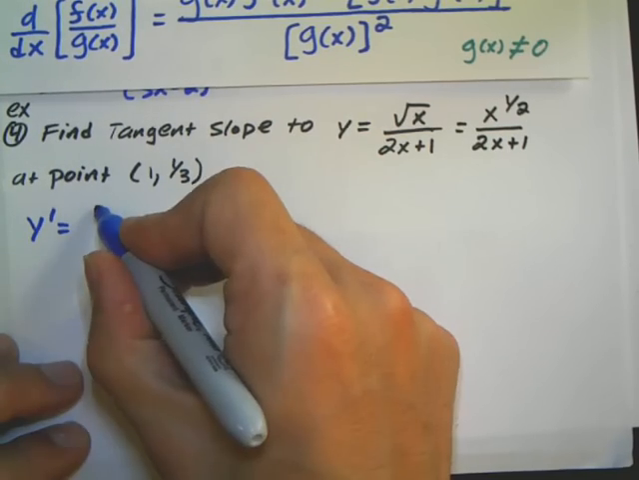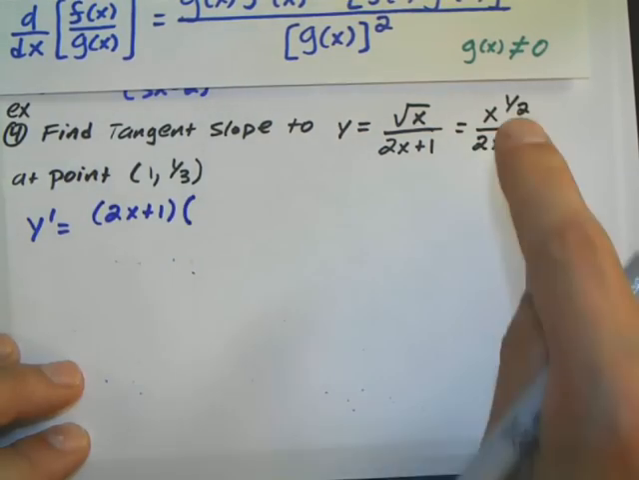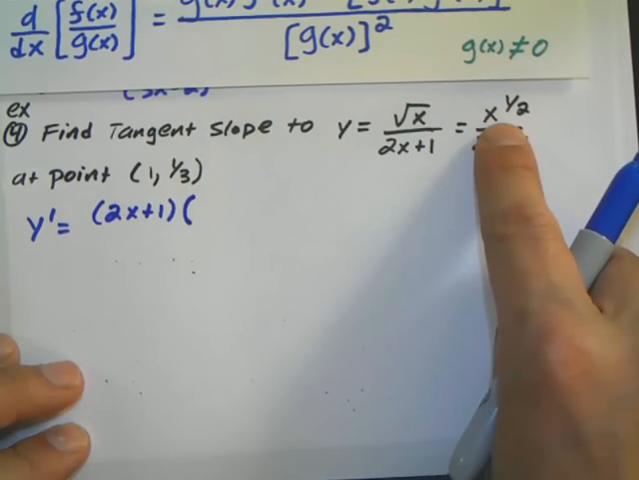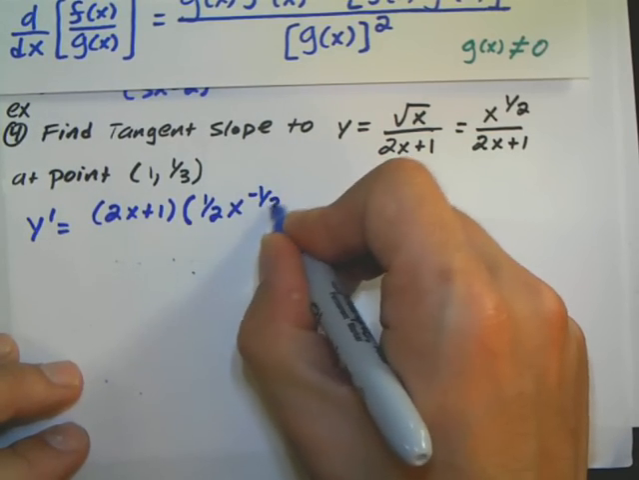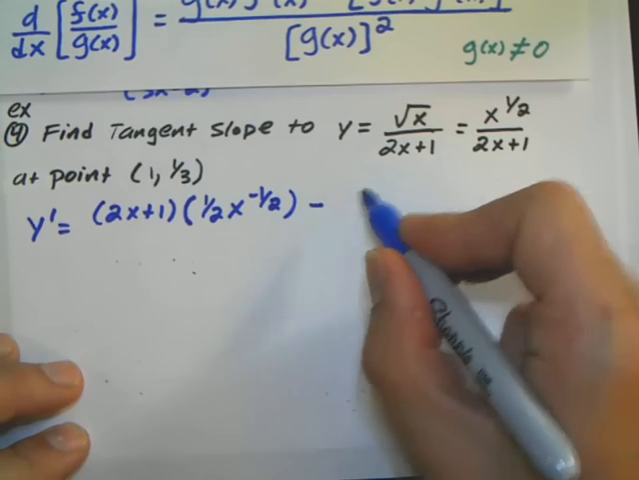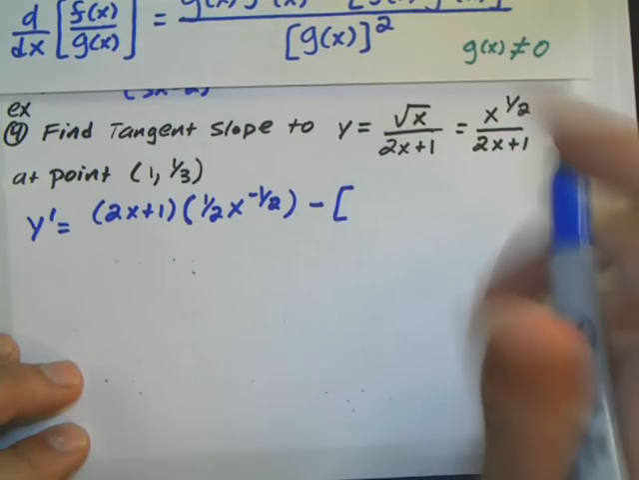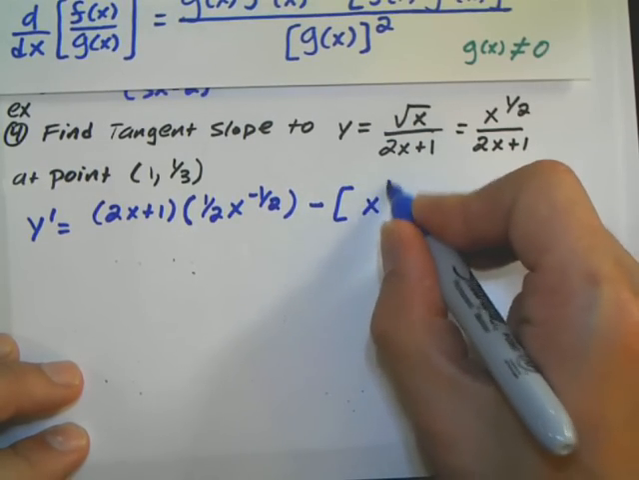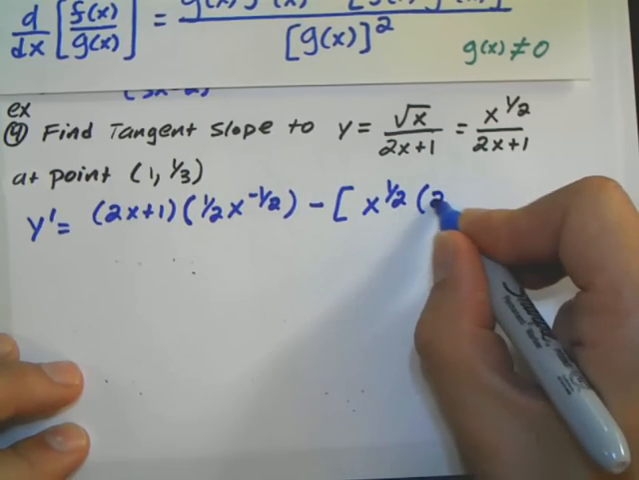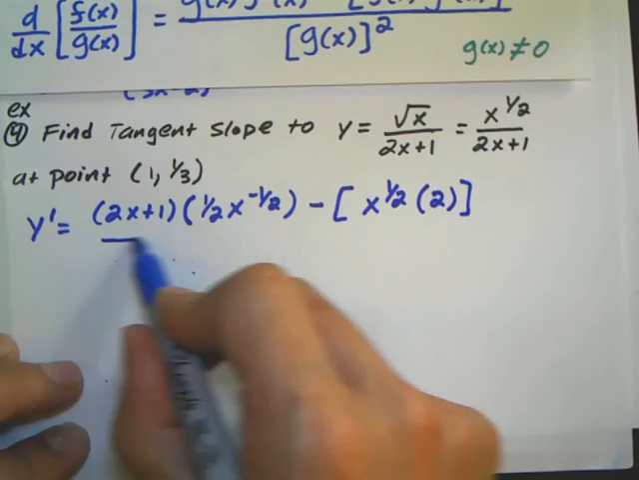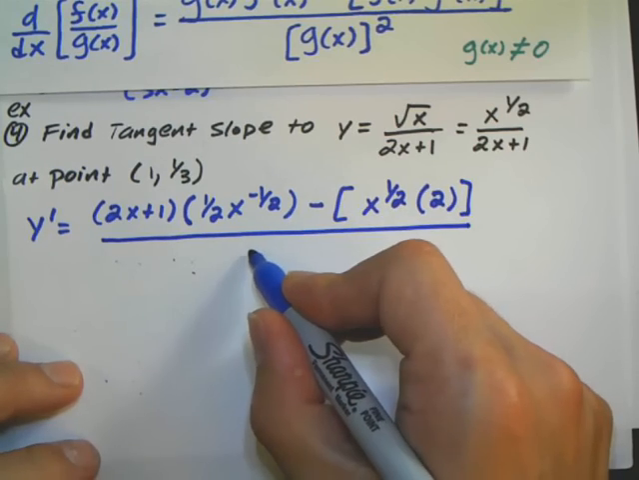And now my derivative is keep the bottom the same, 2x plus 1. The derivative now of the top is going to be the power rule on x to the 1/2, which is 1/2 x to the negative 1/2, minus, I then keep the top the same, so I'm going to keep the square root of x the same, so it's going to be x to the positive 1/2. And then the derivative of the bottom is just going to be 2, and then all over the denominator squared.